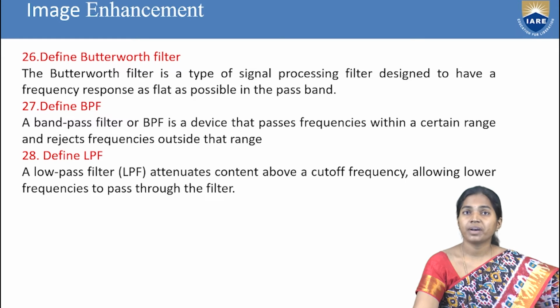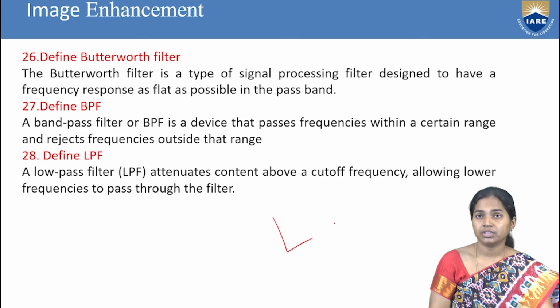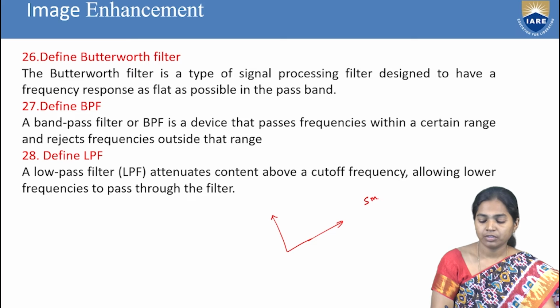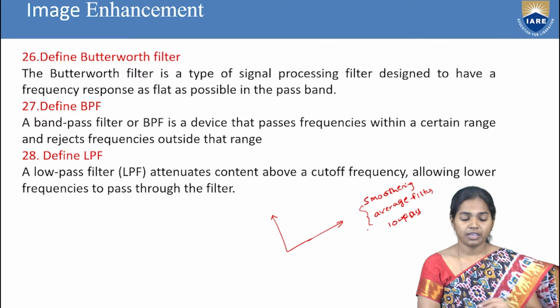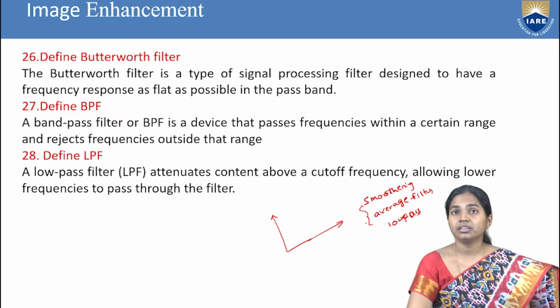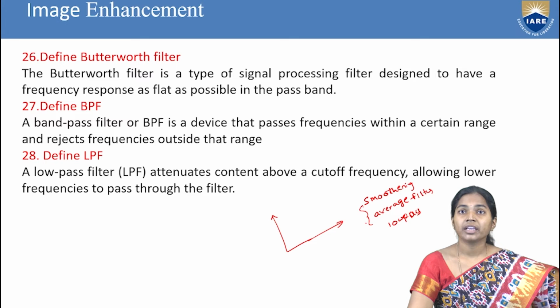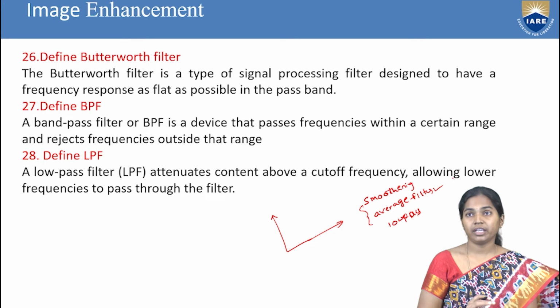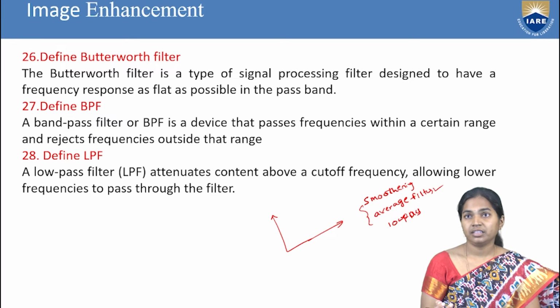And next one is define low pass filter. So what is meant by low pass filter? In image processing, smoothening of an image, average filters, and low pass filter: these three give smoothening of an image. If we apply the low pass filter on any image, it gives a smoothening of the image. If we apply the average filter on an image and the mask size is increased, the image gets blurred. So the output of the average filter is a blurred image, and the quality is reduced.